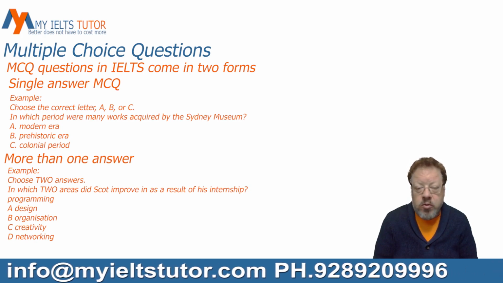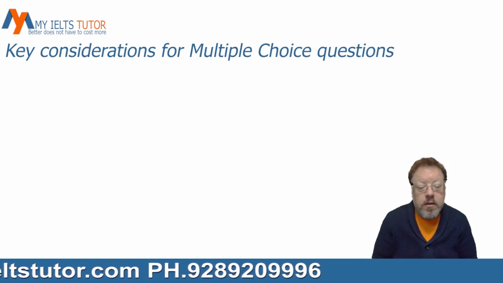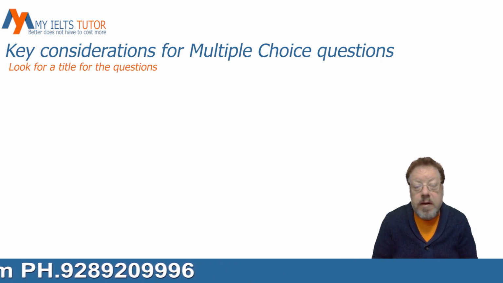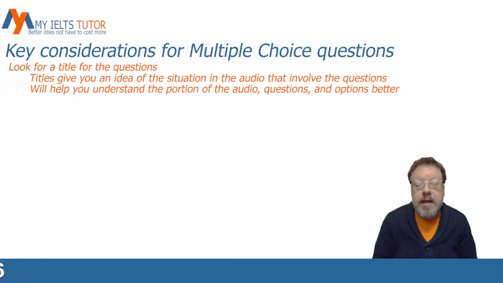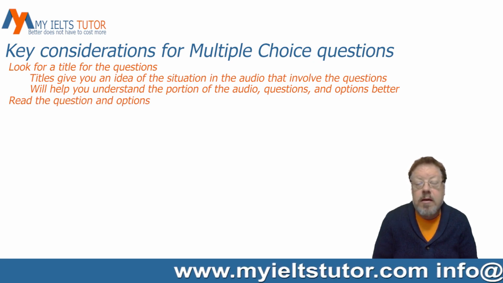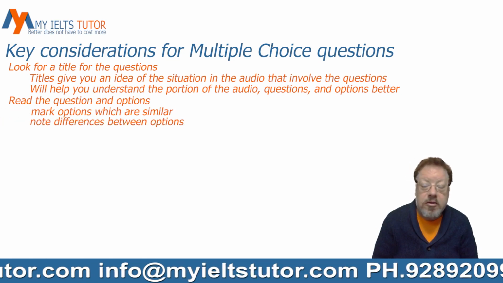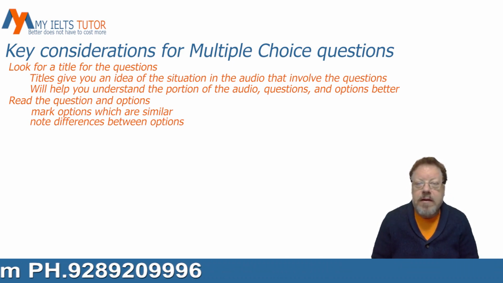Now, the key considerations for list multiple choice are, first, look for a title for the questions. Not always, but sometimes you might get a title. The titles give you an idea of the situation in the audio that involves the questions, and they help you understand that portion of the audio, the questions, and the options better. You want to read the question in the audio. You want to mark options that are similar, because one will be a distractor. So sometimes you may have two options that are very similar to each other.